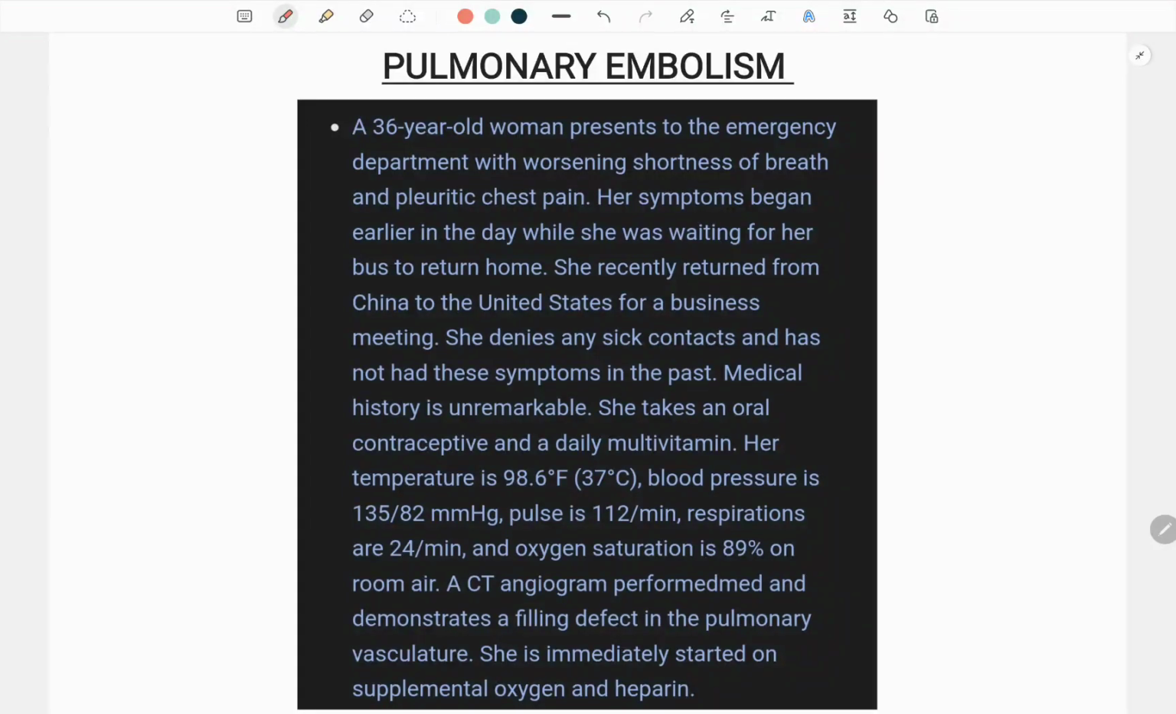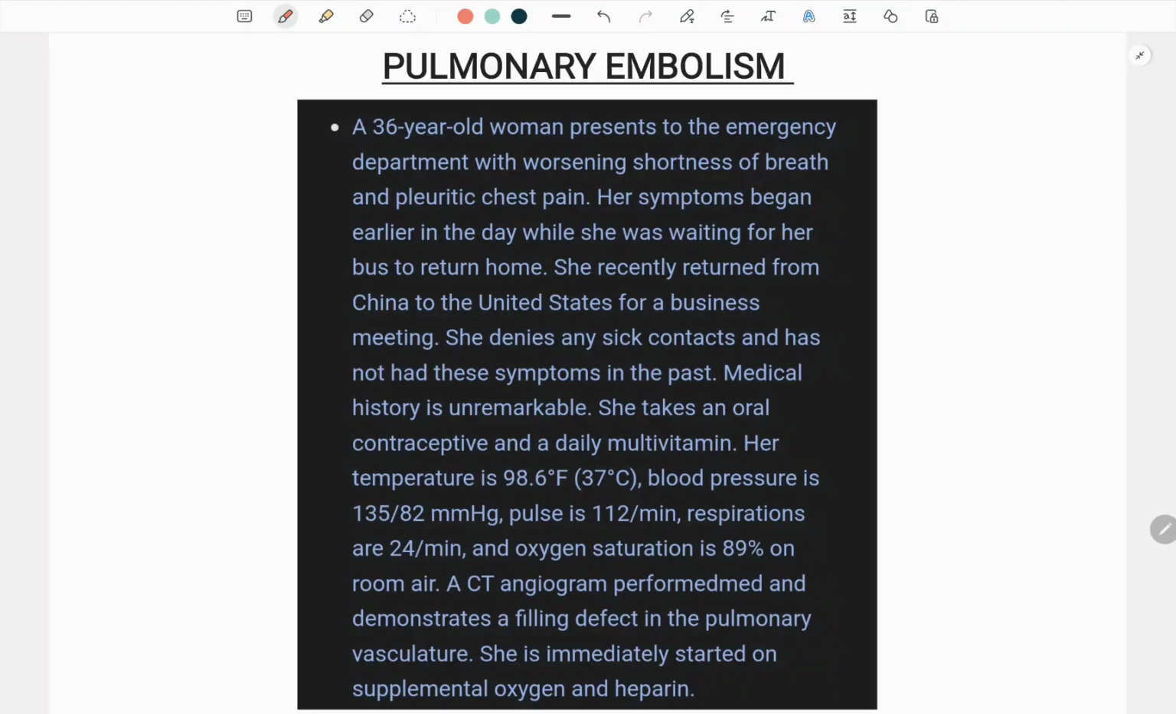Let's discuss a question regarding pulmonary embolism. A 36-year-old woman presents to the emergency department with worsening shortness of breath and pleuritic chest pain. Her symptoms began earlier in the day while she was waiting for her bus to return home.